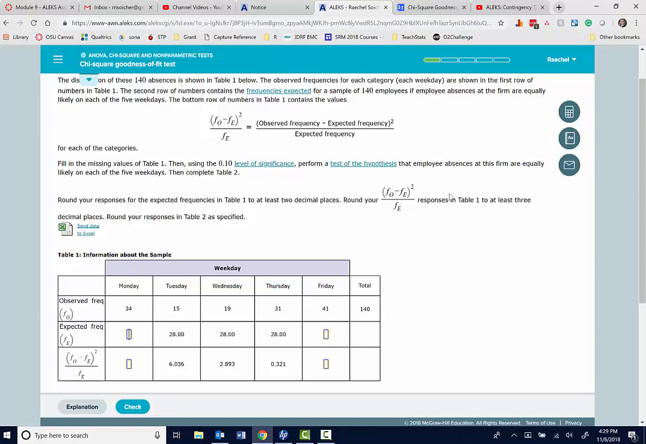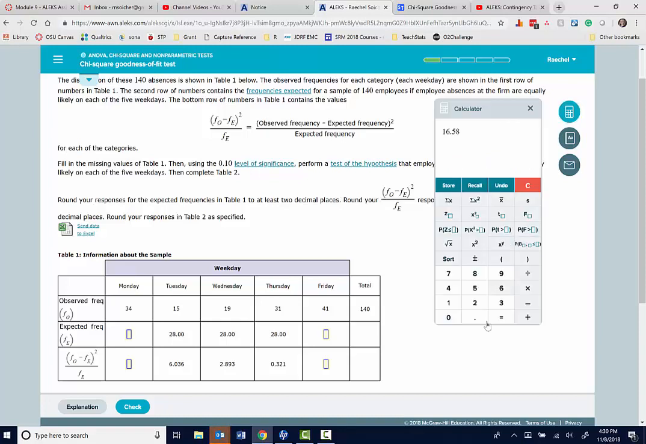And we just want to check here, it says round your responses for expected frequencies to 2 decimal places. So we'll go ahead and do that. To calculate the expected frequency, we just multiply the percentage, so 20%, times the sample size. So our answer here for expected frequency is 28. And you can see it's actually going to be 28 across each day because each day is equally likely and the sample size never changes.